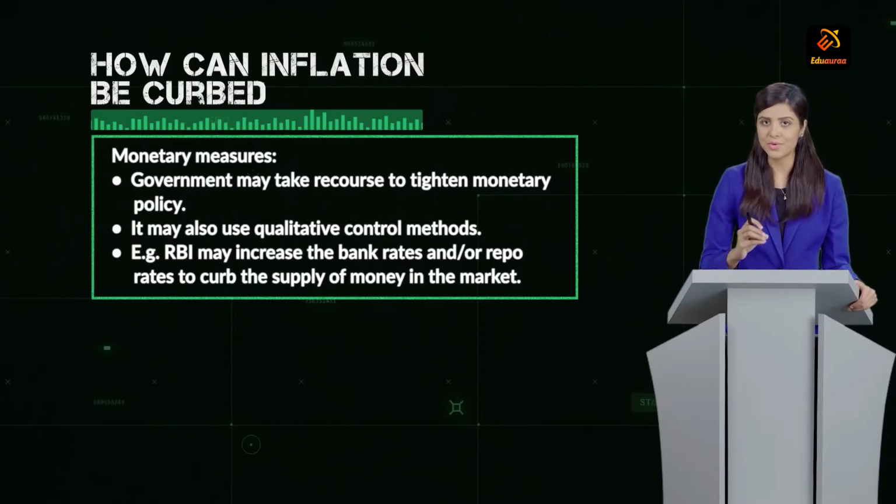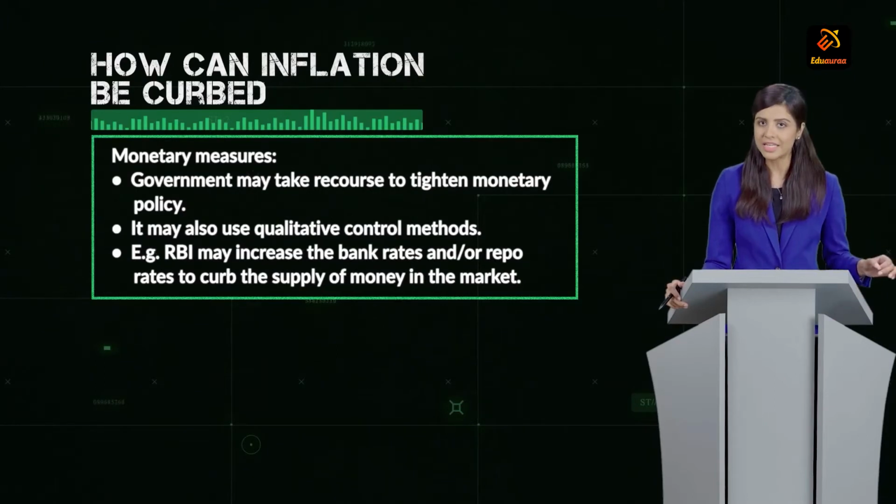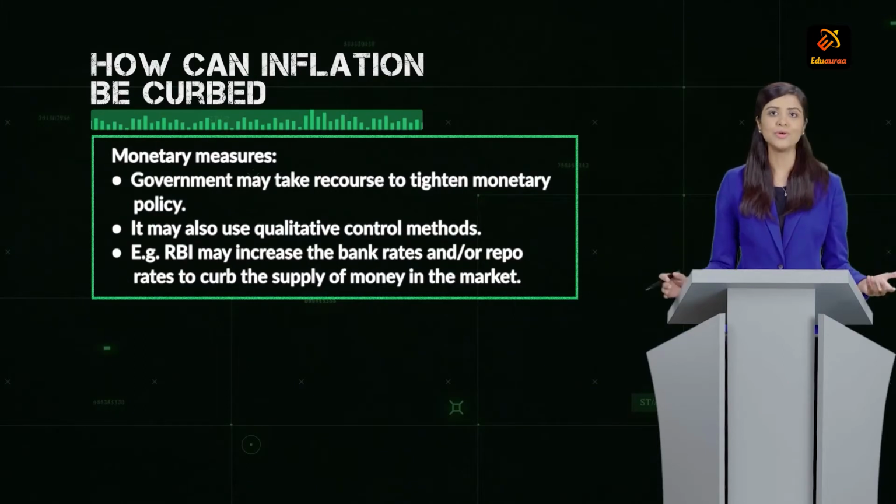Because of such a step, the public may want to invest more in the banks. And it will lead to a drop in consumption, and thereby driving down the inflation in the economy. It may also use qualitative control methods such as raising the margins on loans for commodities, for which the traders have a tendency to speculate and hoard.